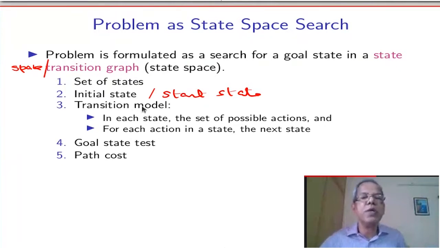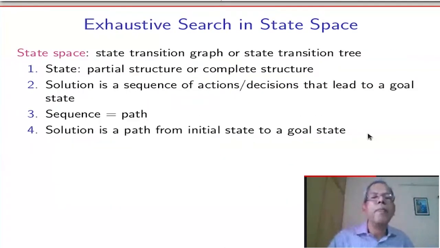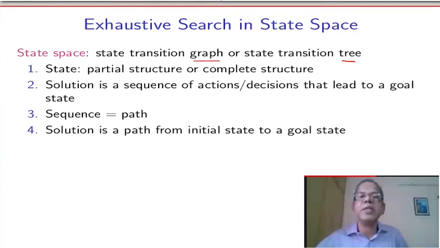I also told you what is transition model. In every state, there is a set of possible actions, and when we take an action in a state, the agent or we make a transition to the next state or the successor state. That is known as transition model. The state space may be either a graph or under certain circumstances, it may be a tree.